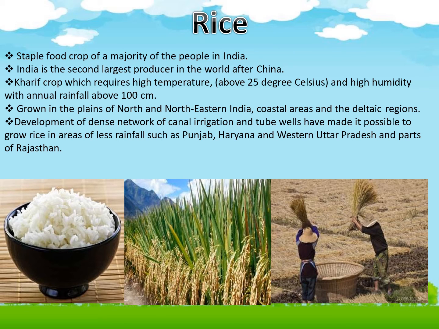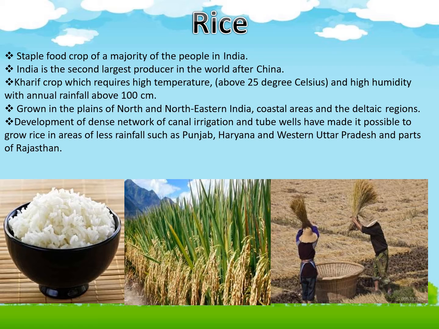Coming to rice, it is the staple food crop of a majority of people in India. India is the second largest producer of rice in the world after China. Rice is a kharif crop which requires high temperature above 25 degrees Celsius and high humidity with an annual rainfall of above 100 centimeters. So these are the little things you need to remember.